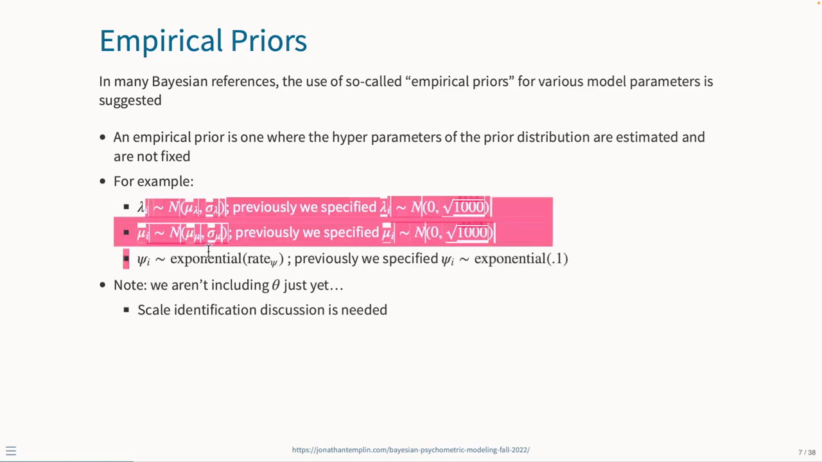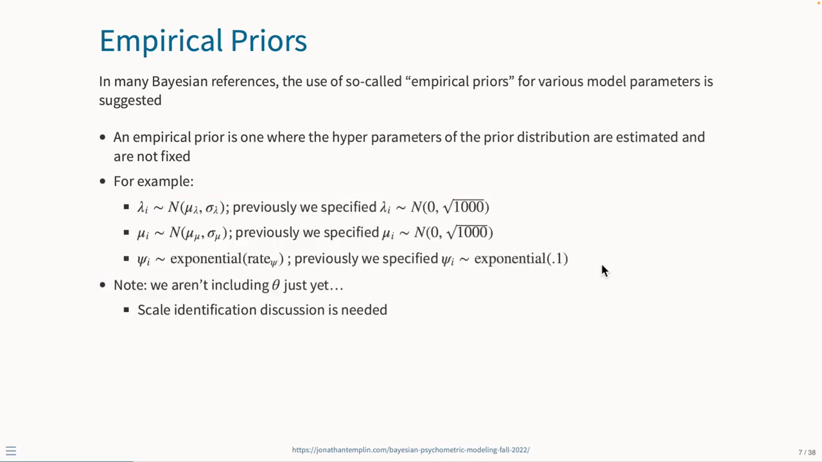So you'll note I'm specifying empirical priors for lambda, mu, and psi. Those are the item parameters. I'm not including theta on this, because if you put an empirical prior on theta, bad things are going to happen unless you worry about your model data likelihood. I'll tell you more about that Wednesday.